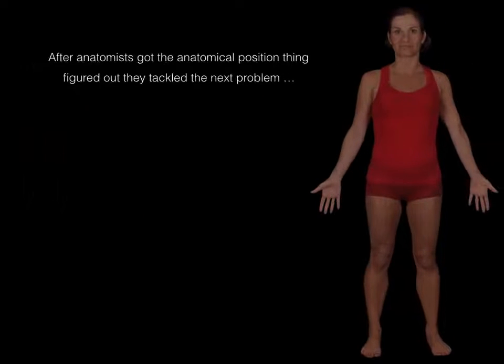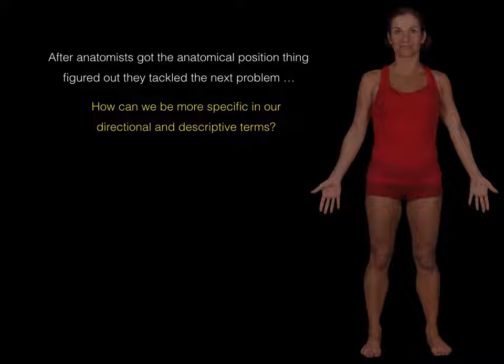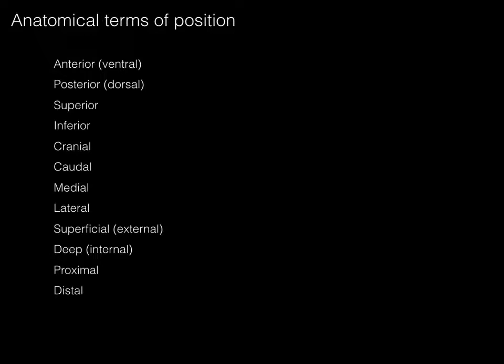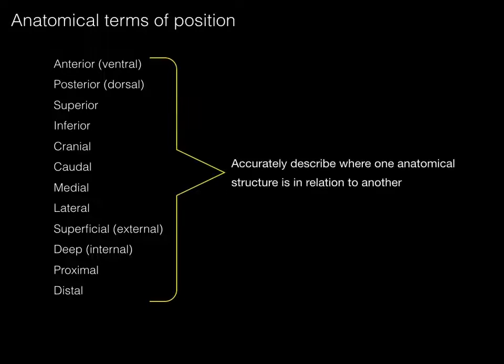Okay, so now after anatomists got the anatomical position figured out, they tackled the next problem, which is, how can we be more specific in our directional and descriptive terms? So that's where we now come up with these anatomical terms of position. This list of terms helps to accurately describe where one anatomical structure is in relation to another. And these are the most common ones used in anatomy and in the healthcare system.